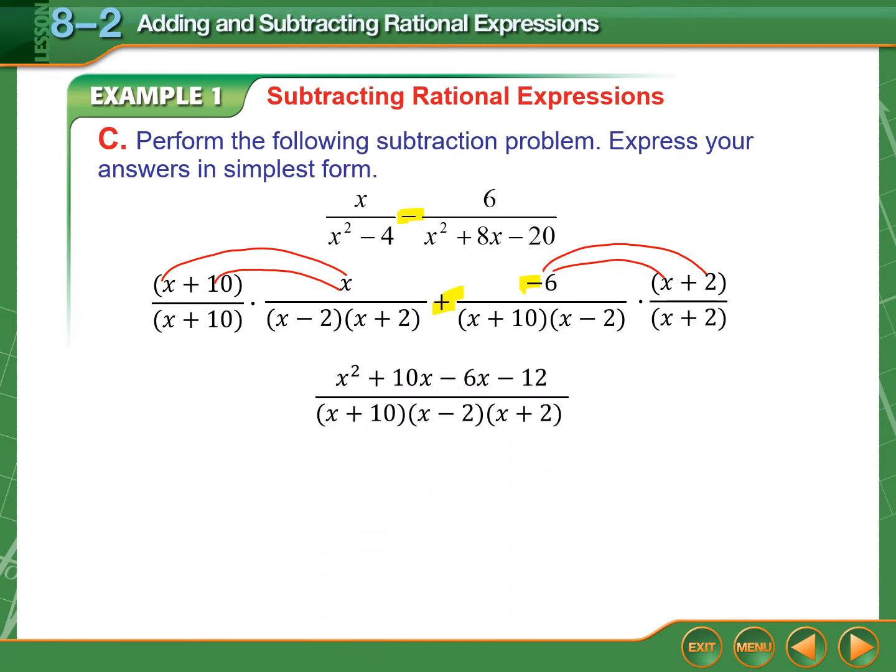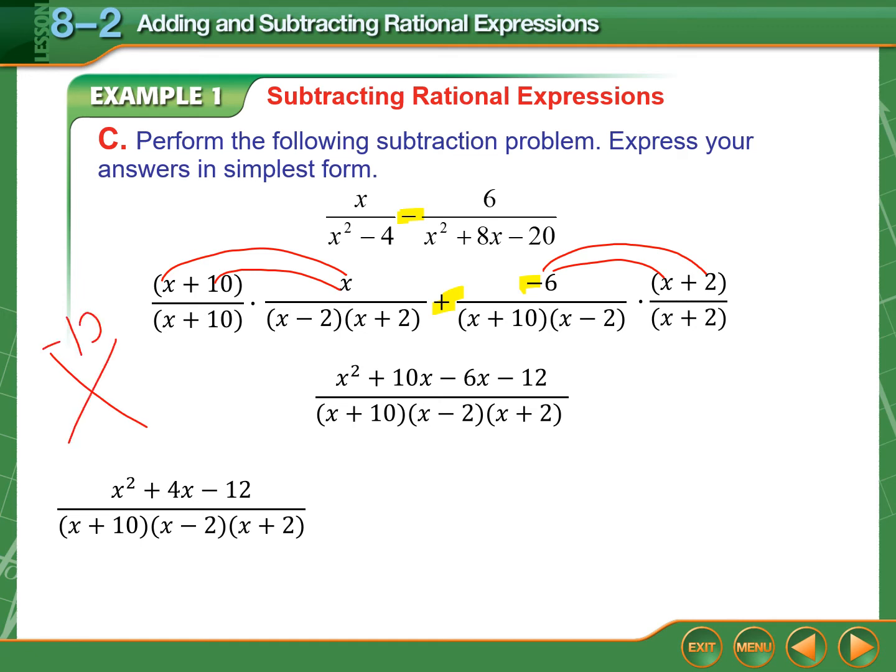Here is the left, the x squared plus 10x, and here's the right, negative 6x minus 12. So let's combine those terms. I get x squared plus 4x minus 12. But if I can factor the numerator, I have to factor. So let's go ahead and draw our tree.